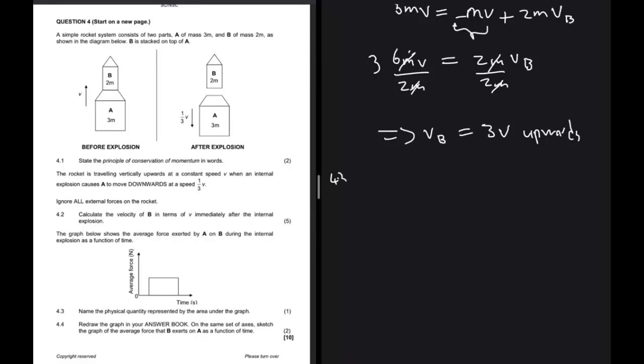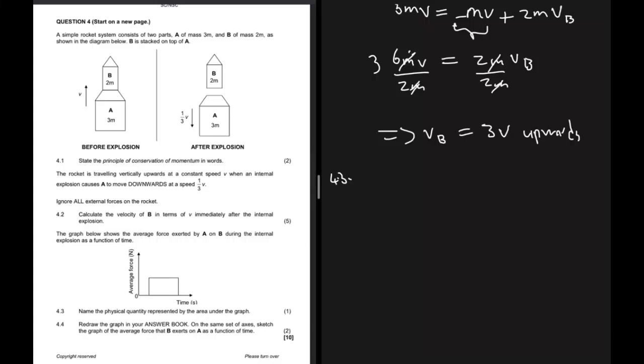So if we move ahead, we have 4.3, which says the graph below shows the average force exerted by A on B during the internal explosion as a function of time. And then there we have it. On the y-axis we have average force, and then on the x-axis we have time. The question says, name the physical quantity represented by the area under the graph.